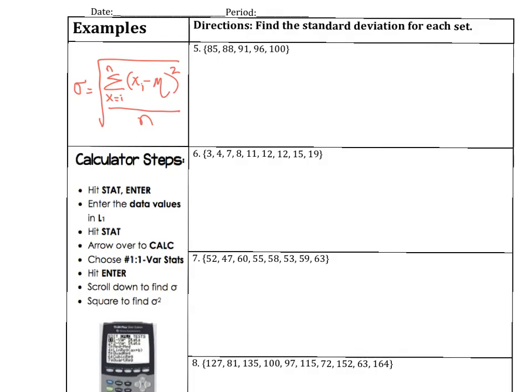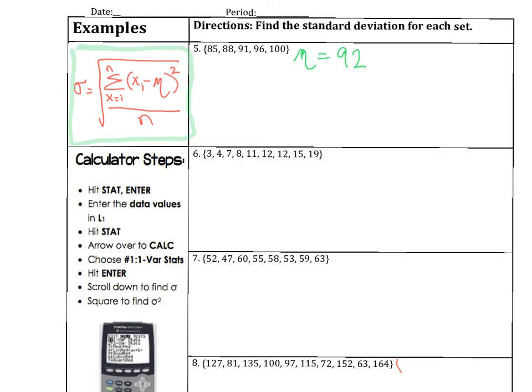Notice I rewrote the formula on the left-hand side for you to refer to. Each of these data values represents x1, x2, x3, x4, and x5. First thing we need to do in order to calculate standard deviation is figure out the mean of this data set. In order to do so, as we discussed earlier, we have to add up all of these numbers and divide by 5 as there are 5 numbers in our data set. When we do that, we get a mean of 92.